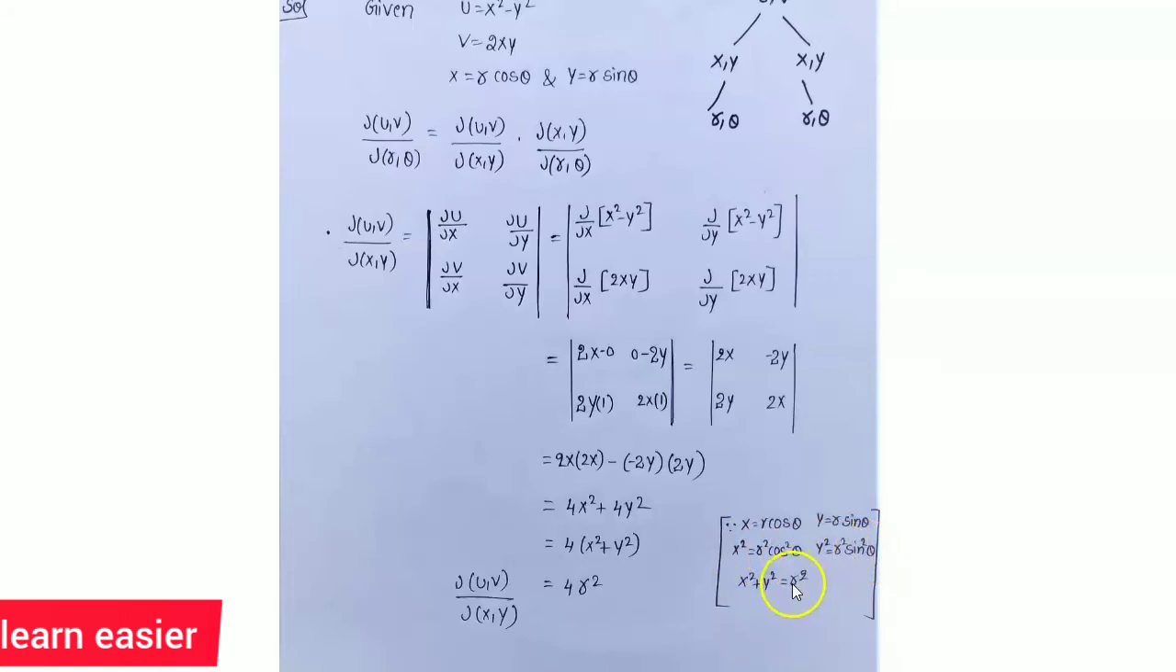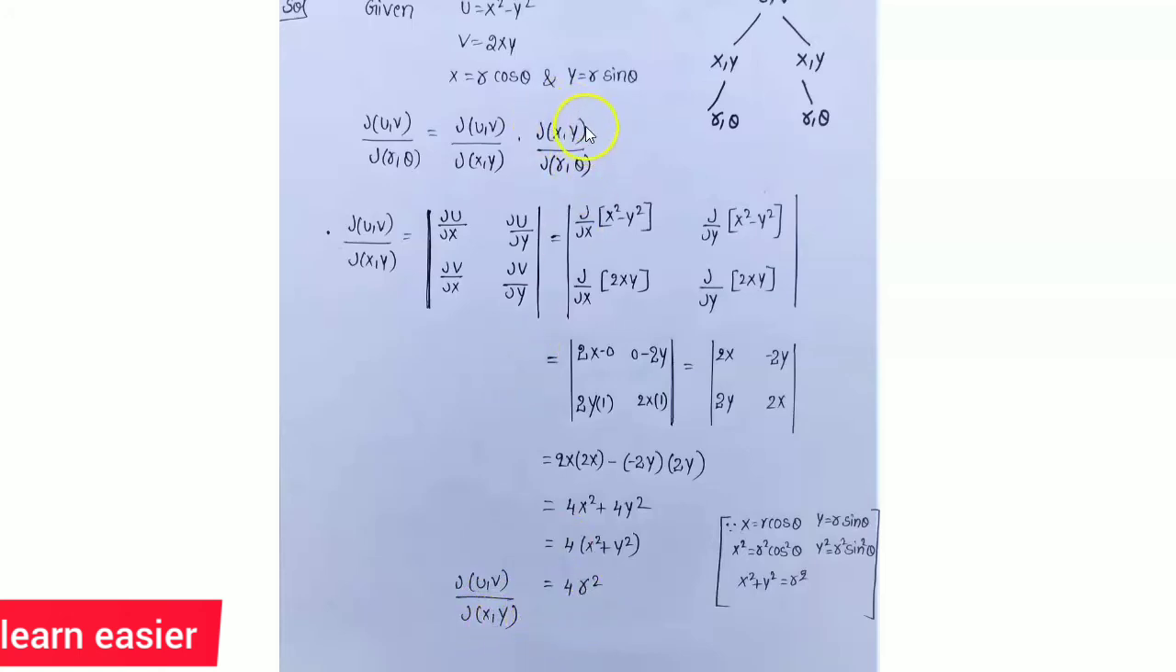If you take r square common, we have cos square theta plus sin square theta, which is equal to 1. So r square into 1 is r square. So finally we got x square plus y square is r square. That's why we substitute x square plus y square as r square. So we got dou of u, v by dou of x, y is equal to 4r square.